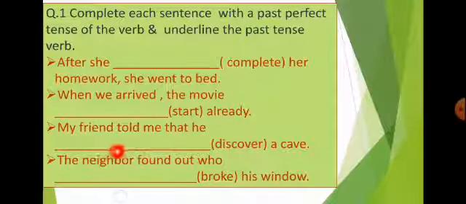The neighbor found out who dash broke his window. In this sentence, first we will underline found, that is the past tense verb, means second form of the verb. Then in the blank, first we will write had, that is the helping verb of past perfect tense. Then we will change second form of the verb into third form of the verb, that is broken. Had broken his window.